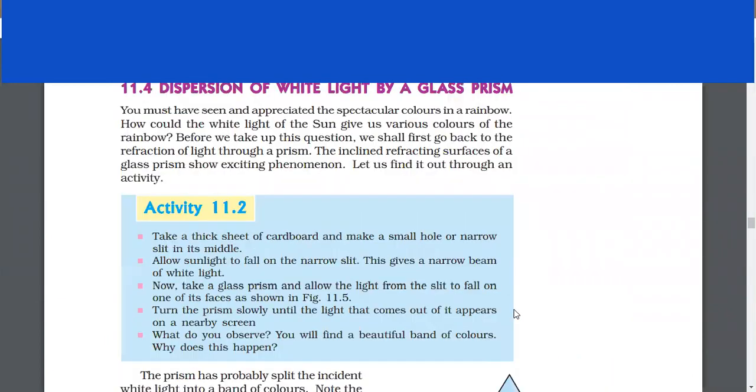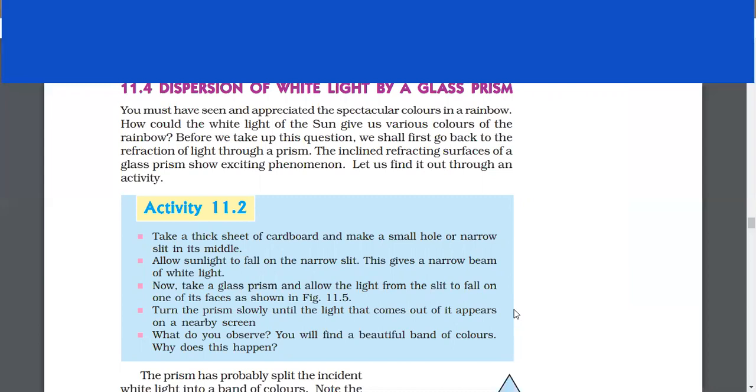Dispersion of white light by a glass prism. You must have seen and appreciated the spectacular colors in a rainbow. How could the white light of the sun give us various colors of the rainbow? Before we take up this question, we shall first go back to the refraction of light through a prism. The inclined refracting surfaces of a glass prism show exciting phenomena. Let us find it out through an activity.